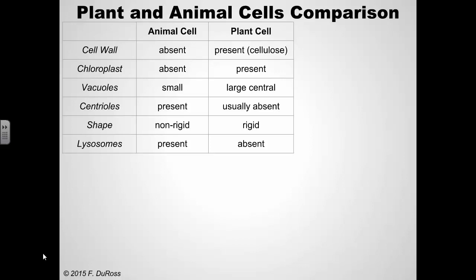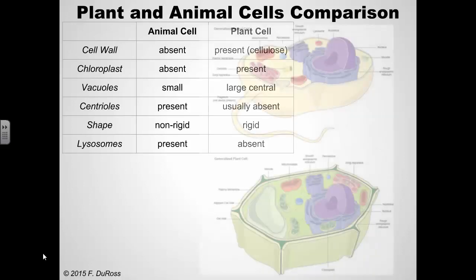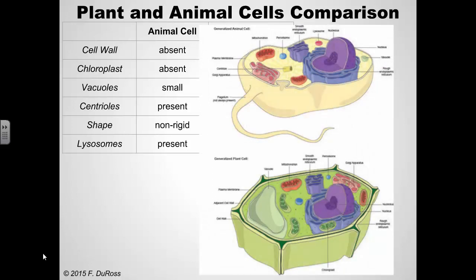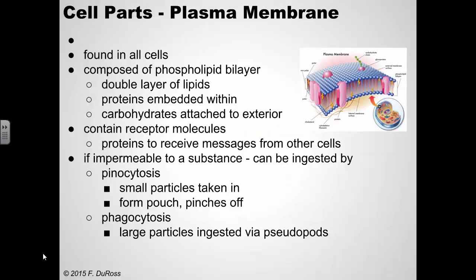Plant cells also have vacuoles. They have a large central vacuole which gives support and shape to the plant cell, whereas animals generally have smaller, very small vacuoles. There's another organelle called the centriole, usually present in animal cells, but not plant cells. The shape of the cells varies. Because the outer layer of an animal cell is a flexible cell membrane, the shape of an animal cell can vary quite a bit, whereas most plant cells have a rigid shape due to their external cell wall, which is made of cellulose. Lysosomes are generally present in animal cells, but not plant cells. So let's talk about some of these organelles for today.